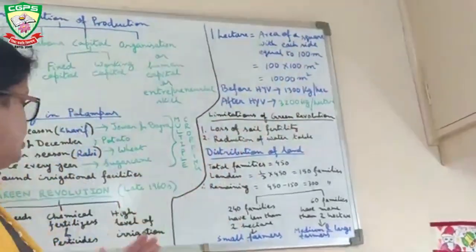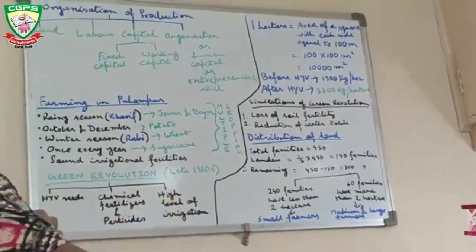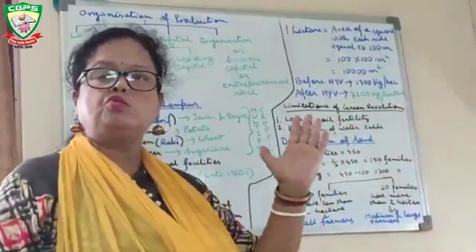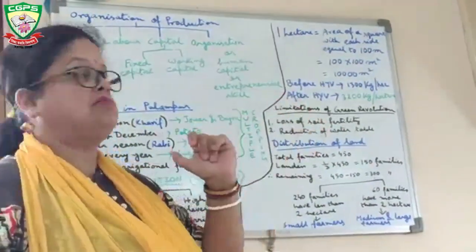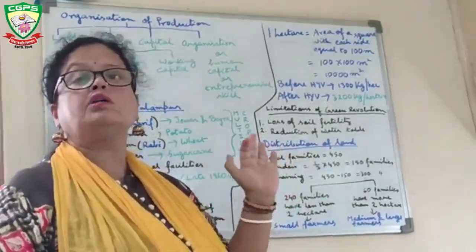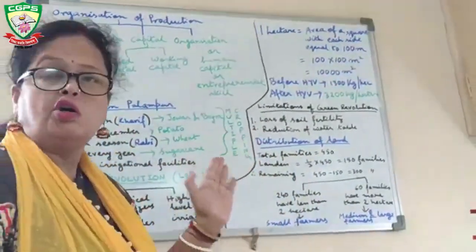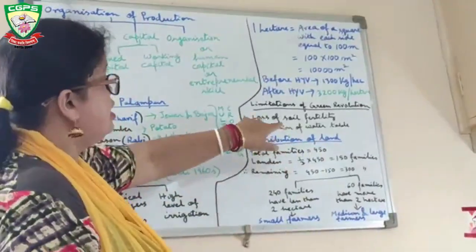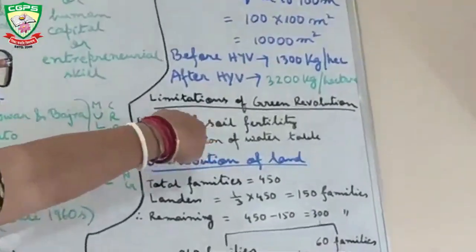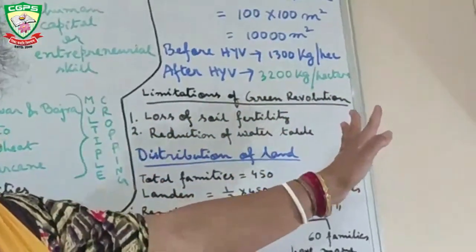So obviously after the introduction of green revolution, productivity in land obviously increased to, you can say, 3 times. But there are certain limitations of green revolution. What are those limitations, or what are those shortcomings of green revolution? Here I have written here. See, number 1, loss of soil fertility.